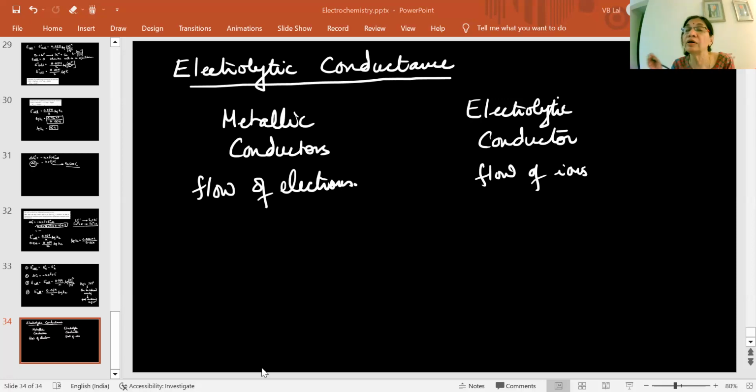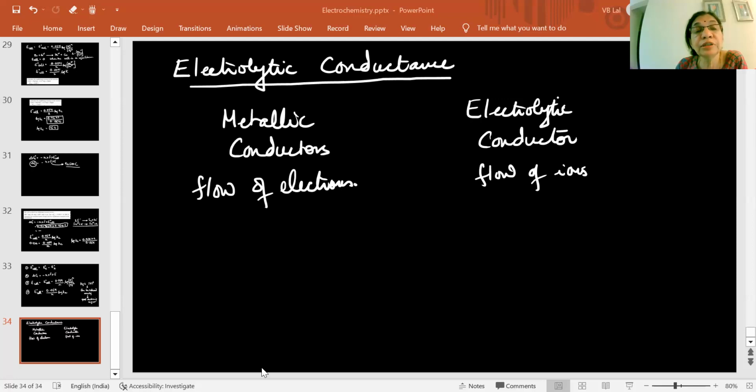So this indicates that the flow of current is dependent on the number of ions. In case of sugar, there are no ions, so there is no flow of current. In case of sodium chloride, a lot of ions, so current flows freely. And in case of acetic acid, it's a weak electrolyte, so not many ions, so the bulb lights dimly. So in case of electrolytic conductors, the current flows due to the flow of ions. Okay.